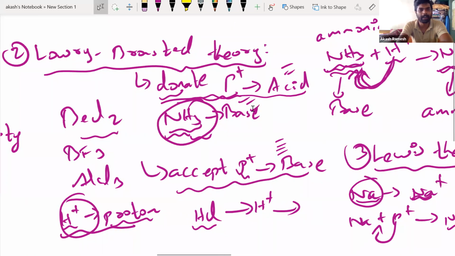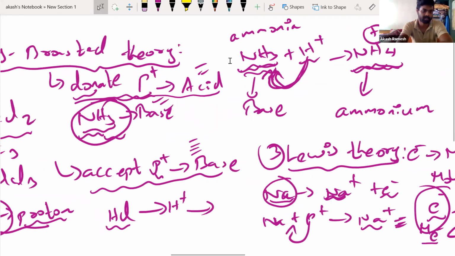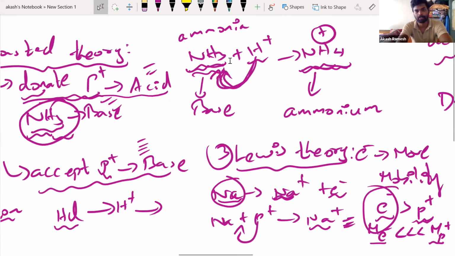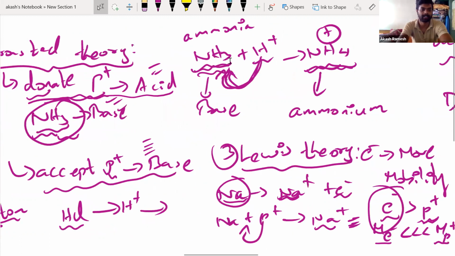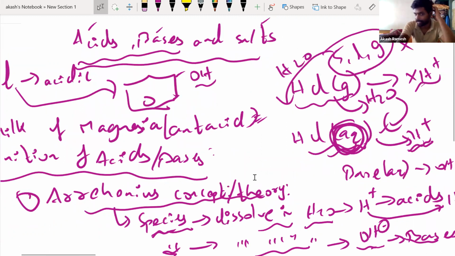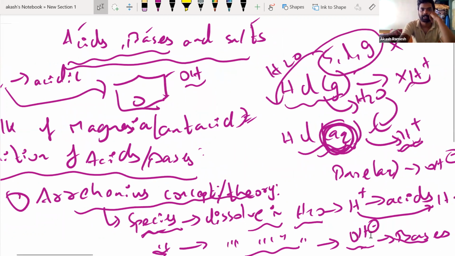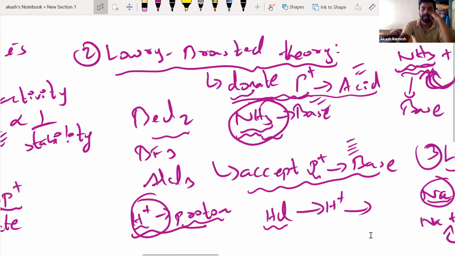But again, guys, you don't have to remember this Lowry-Bronsted theory and Lewis theory for your school exams. This is just extra information for you. All we need is the Arrhenius concept. Anything which gives me H plus or H3O plus when dissolved in water is an acid. And anything which gives me OH minus ions when dissolved in water is called a base. So that's about the definitions.